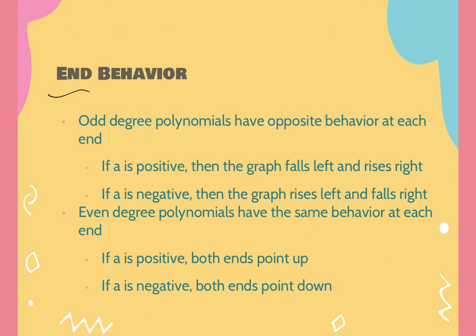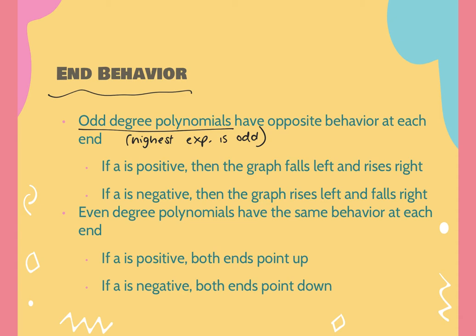So the first thing, and we talked about this a little bit right before the break, is called end behavior. End behavior means what is my graph doing at the beginning and at the end. So where are my arrows pointing? If it's an odd degree polynomial, so if the highest exponent is odd, then my arrows point in opposite directions. One points up and one points down.